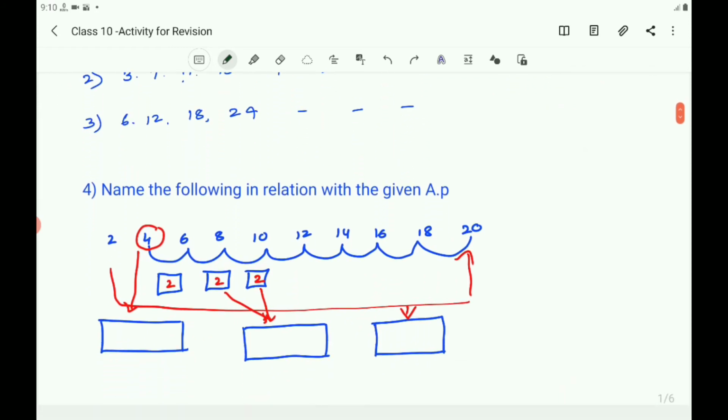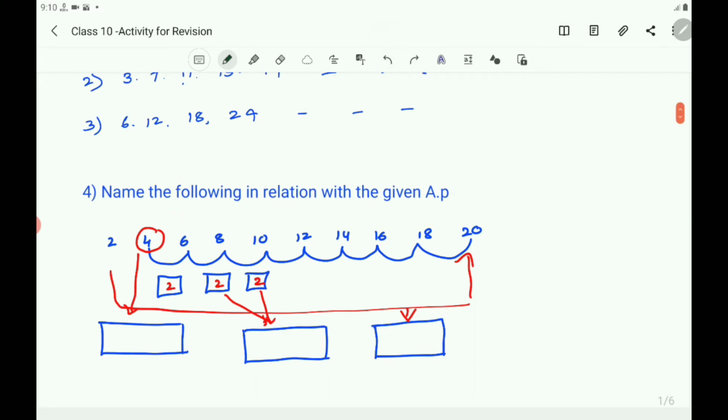Next here, name the following in relation with the given AP. Name the following in relation with the given arithmetic progression. See the pattern of numbers: 2, 4, 6, 8, 10, 12, 14, 16, 18, 20. Here according to some rule, the numbers are written, and here there is a circle for 4. Name the following in relation with the given AP.